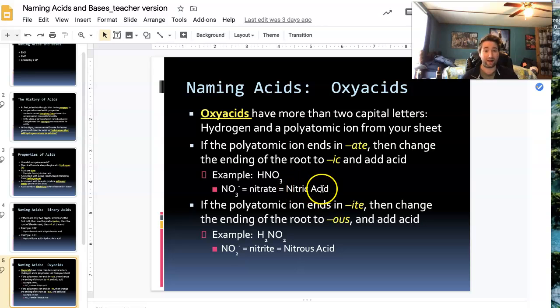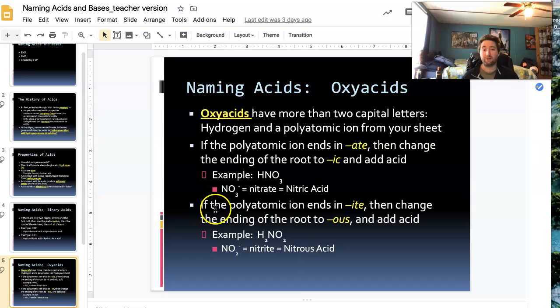So it's nitric acid. So again, it's H at the beginning, so we know that it's an acid. And then it's got a polyatomic ion here, this NO3. So NO3, I look it up on my polyatomic ion sheet, and I find that it's nitrate. So nitrate, I'm going to change the 8 to ic, and then add acid. So this is nitric acid.